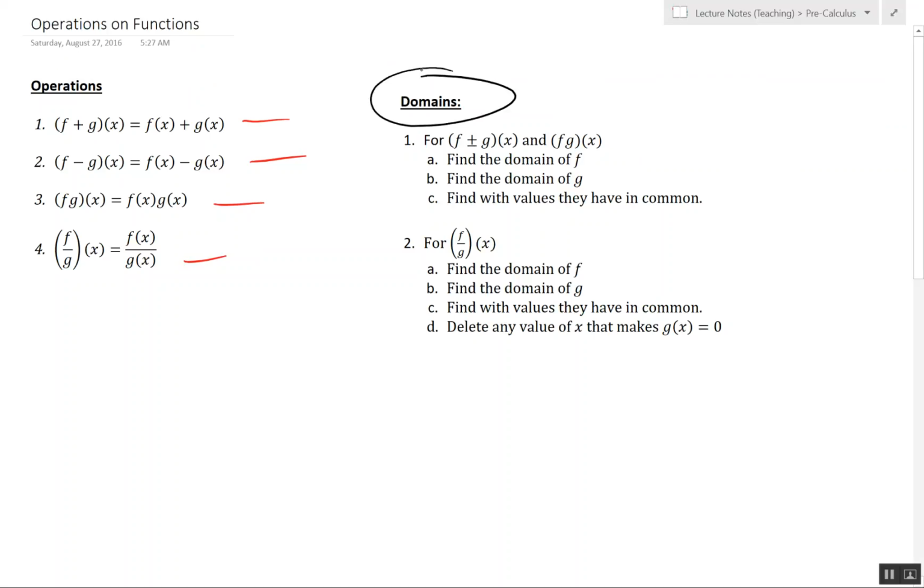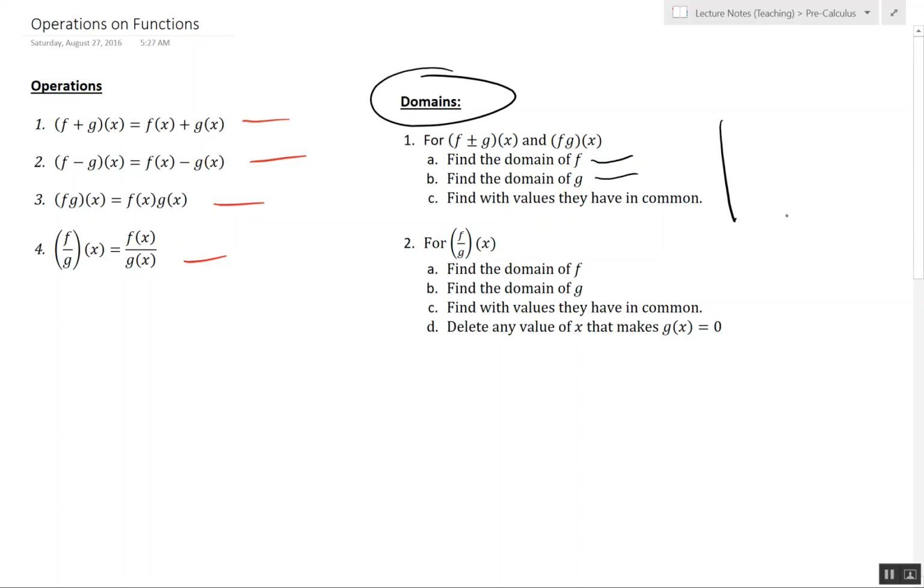If you know how to define a domain of a regular function, finding domains of these added, subtracted, multiplied, divided functions is very easy. For adding and subtracting, you follow this procedure. You just find the domain of f, find the domain of g, and then find what values in the domains they have in common. And it sounds maybe complicated, especially for some of you who are nervous about domains, but if you just draw them on number lines, and we'll see that in an example, it actually becomes very simple. Basically everywhere you shaded in both number lines is the domain of the function.